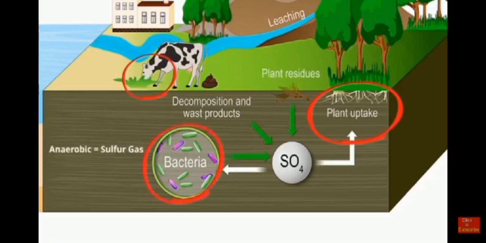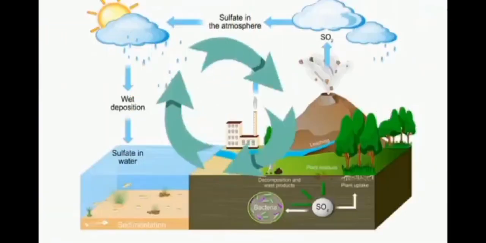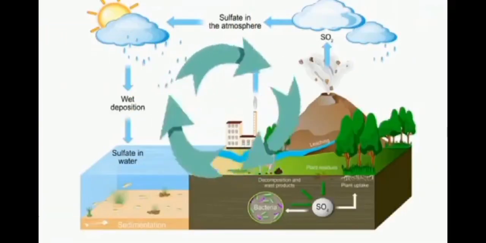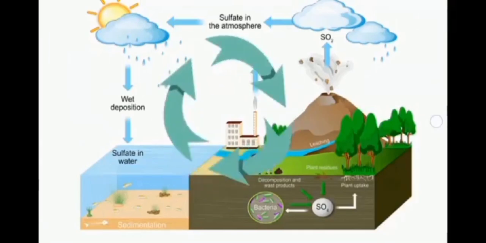Anaerobic bacteria break down the hydrogen sulfide into sulfur gas, and the aerobic bacteria convert the sulfur into sulfate salts, which again the plants absorb, and then like any other cycle, it just keeps going around and around. So there's the cycle of sulfur.